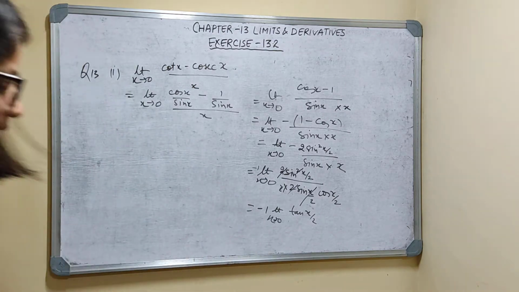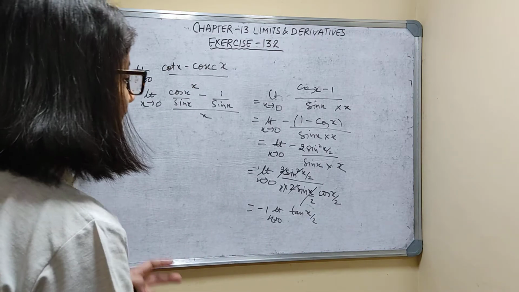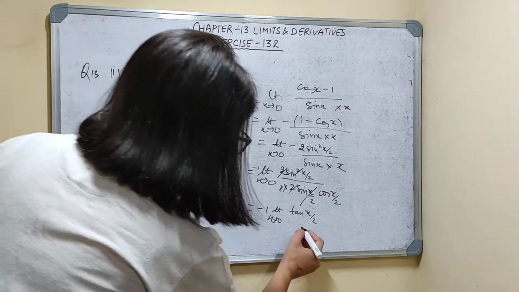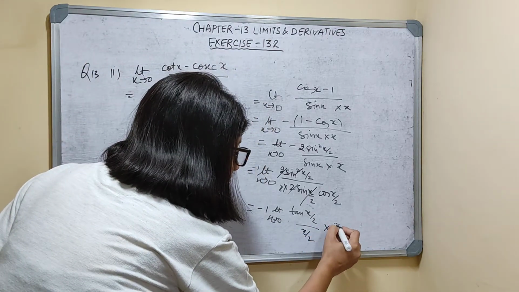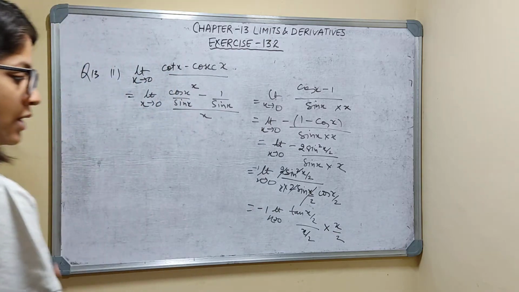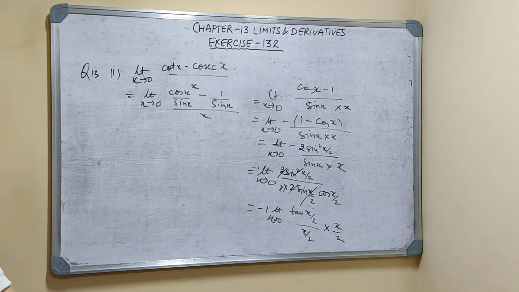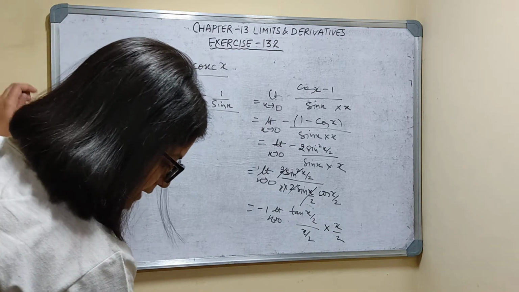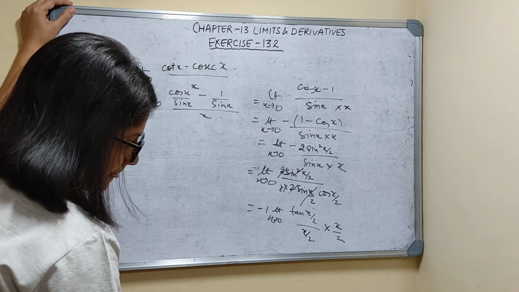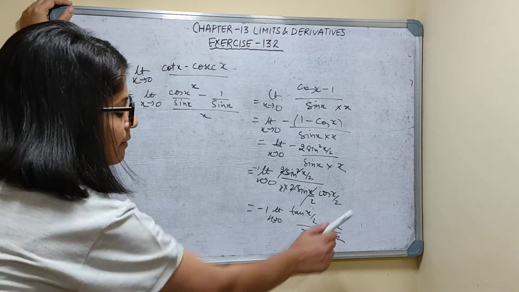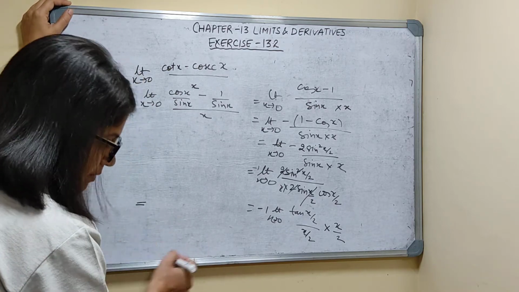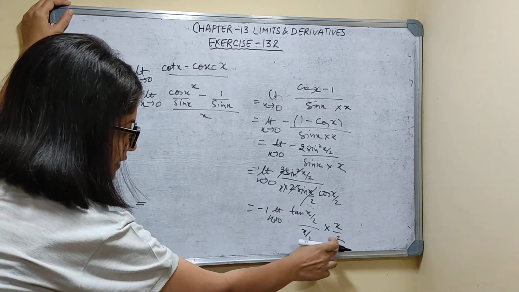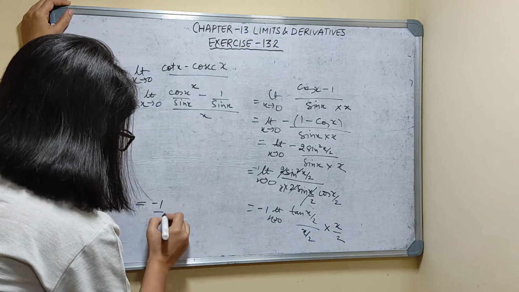But I know one formula that limit x tends to 0, tan x by x is equal to 1. So I have to make this also x by 2. So multiply with x by 2 into x by 2. Is it clear? Divide and multiply with x by 2. So here it will be minus 1, this 2 will come outside, so minus 1 by 2.